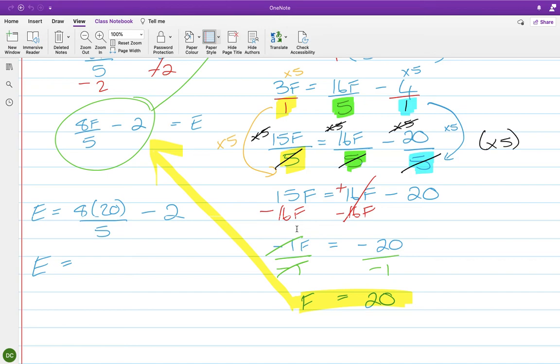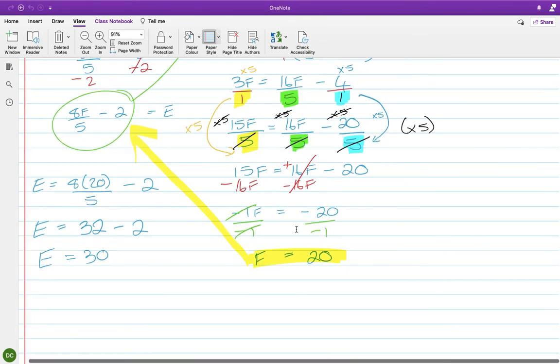Found it. Thank you. So 8 times 20 divided by 5 is 32 minus 2. So e equals 30.